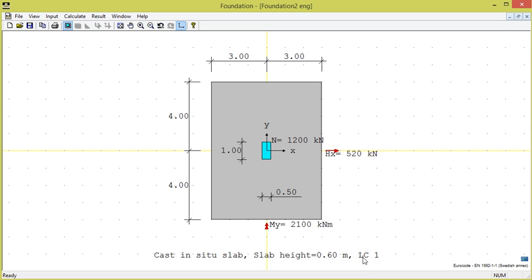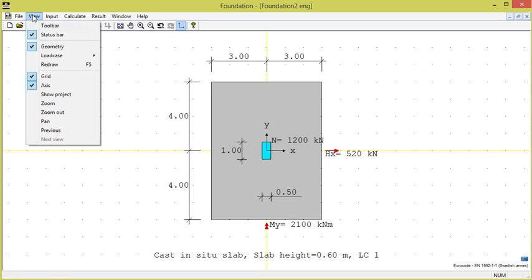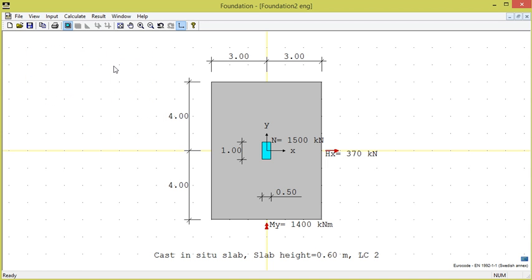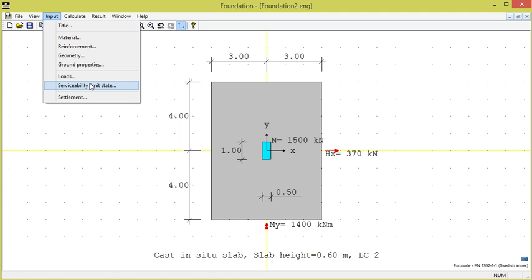Graphically, load case 1 is now displayed, but with view load case, the other load cases are also shown. As we in this case entered an SLS load case, the option serviceability limit state was activated.